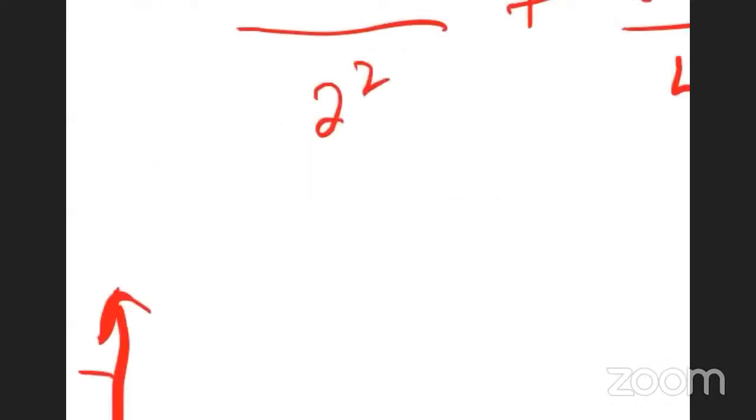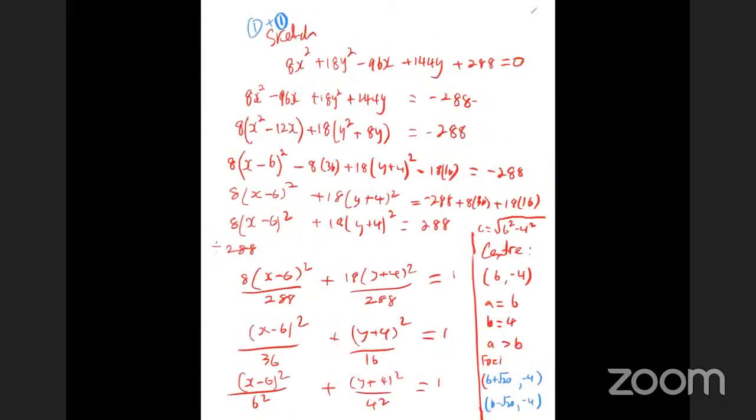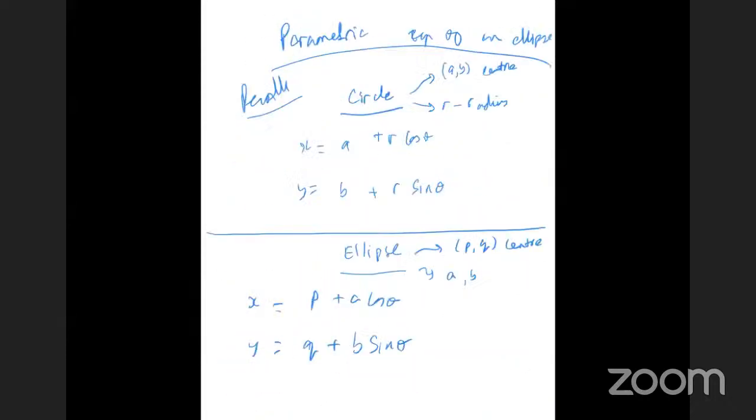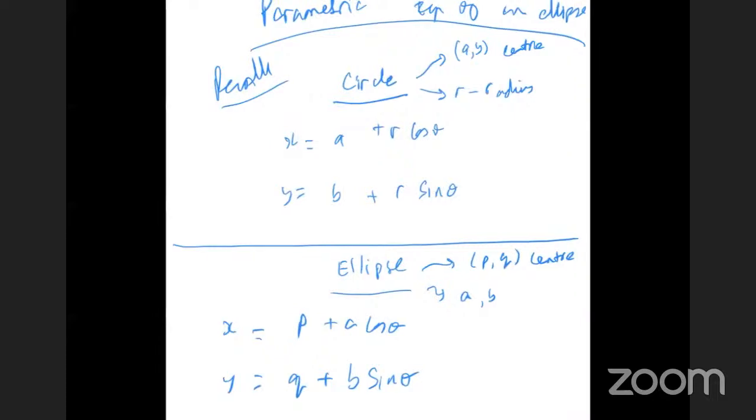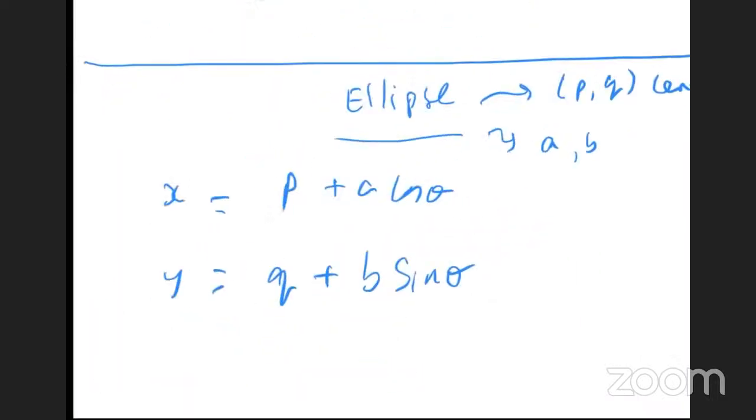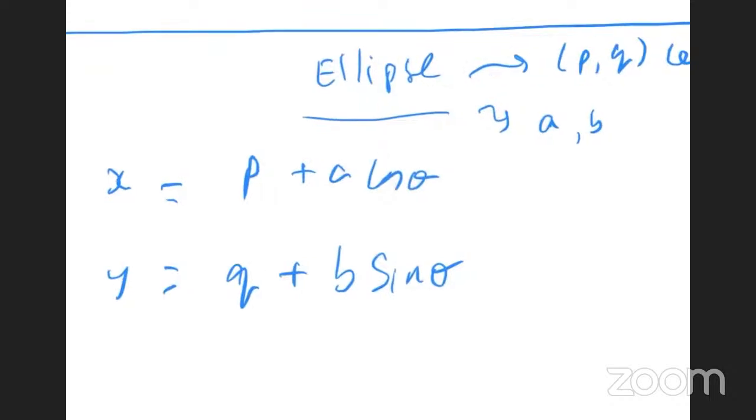All right. And the last thing about the ellipse that we need to know, right? We need to know the parametric form. So the parametric form of an ellipse is this. Copy it down. What's the difference between the parametric form of a circle and an ellipse? Watch it closely there.